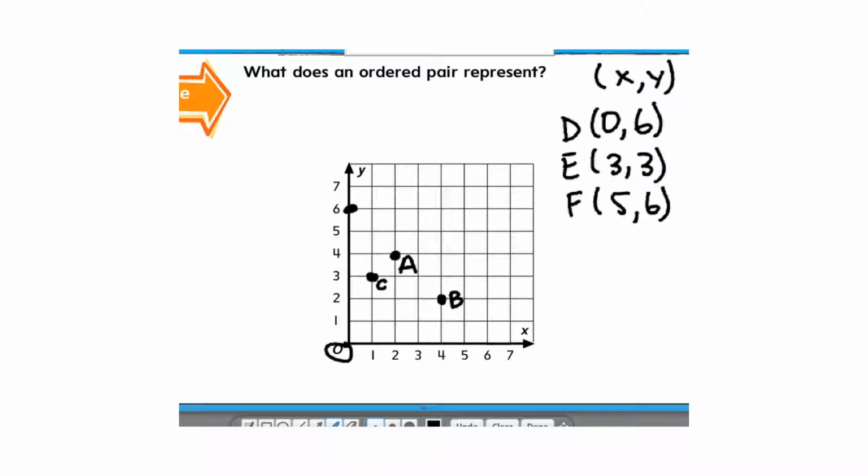So, do you see where 0, 6 is? You can actually have a point that is plotted directly on the axis lines. And that's what happens if there's a 0 in there. So this one, the 0 was in the x, on the x-axis, which is this one. So that means you don't go over at all. You stay right there. And then all I did was move up 6. So that's why D goes right here. Try to make sure you get E and F in there.